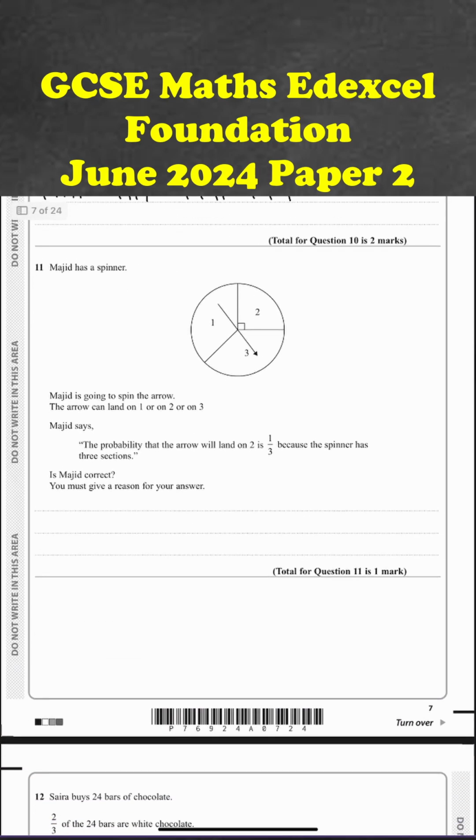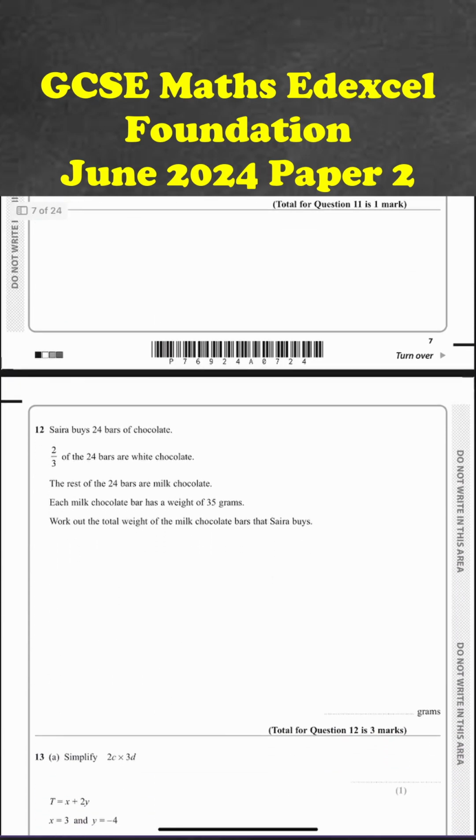Question 11. Majid has a spinner. Majid is going to spin the arrow. The arrow can land on 1, 2, or 3. He says the probability the arrow will land on 2 is 1/3 because the spinner has 3 sections. Is he correct? You must give a reason for your answer. No, he is not correct. The segments are not the same size, so the probabilities are not equal. That's all we need to say for that because it's 1 mark.